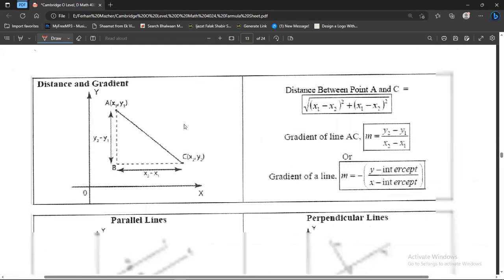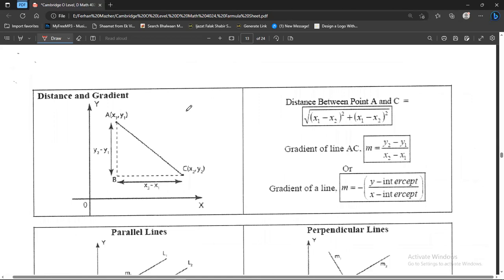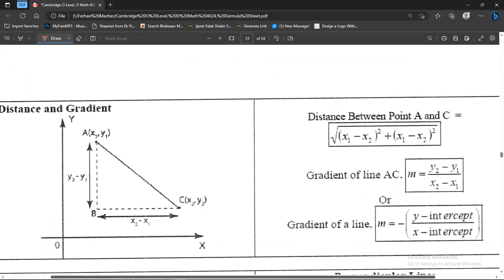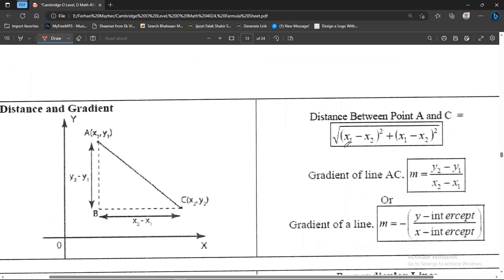So here we have distance and the gradient. If you know the coordinates of the two points, you can find the gradient, and you can find the distance between them. The formula for the distance is the square root of (x1 minus x2) whole square plus (y1 minus y2) whole square. This is called the distance between two points.